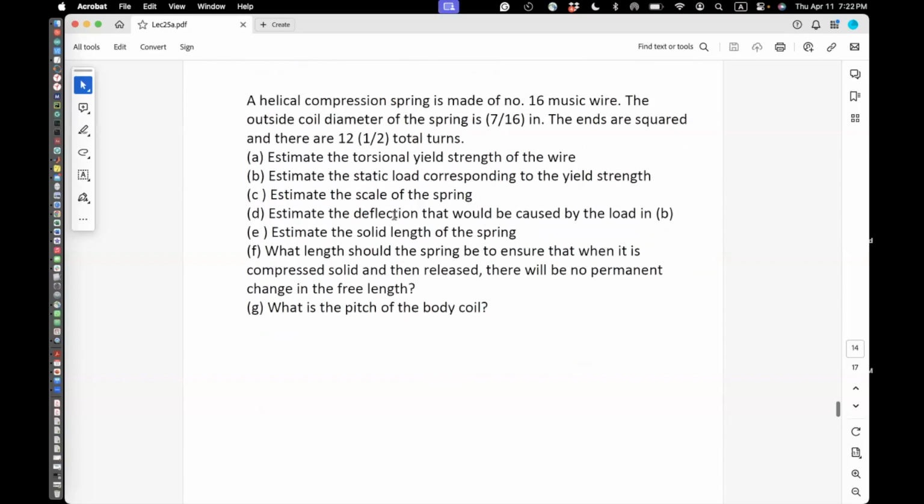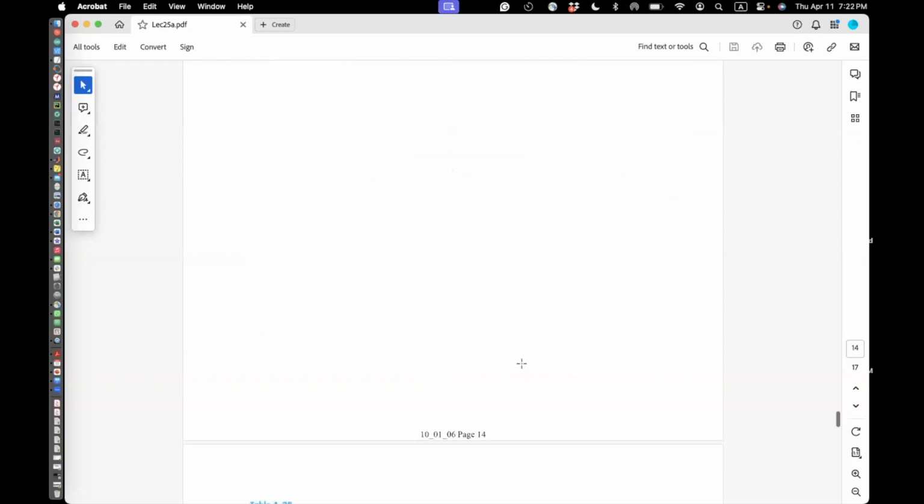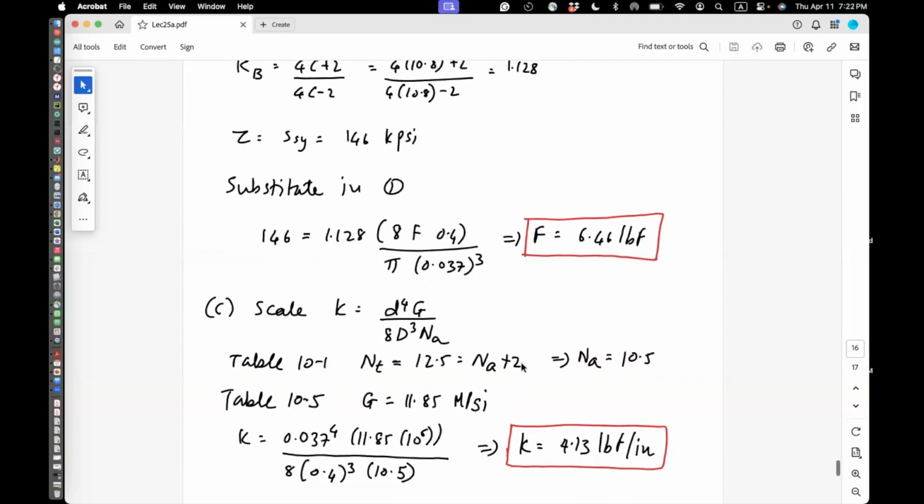Next, we are asked to estimate the scale of the spring. This is a formula which was given. The formula is scale is d to the 4 G divided by 8 D cubed Na. Now we need to get some of these values from the table. So from table 10.1, we can compute NT, which is Na plus 2 here, and NT is given as 12.5.